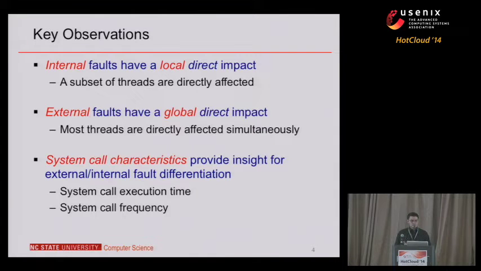Next, we also observed that external faults have a global direct impact. So if your VM has been misconfigured and you don't have enough memory, it doesn't matter what your thread's doing, it's going to be affected as soon as it's scheduled to run.